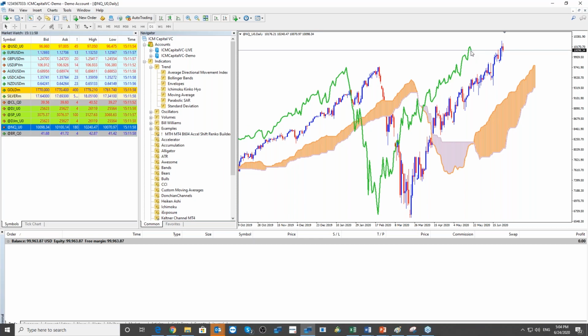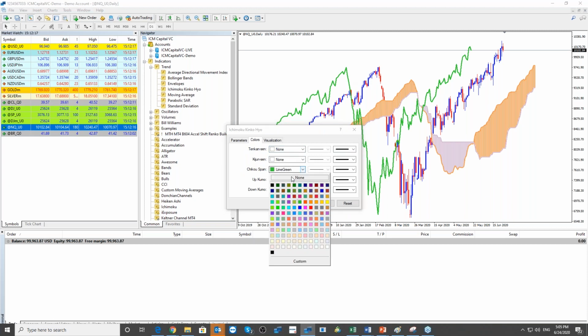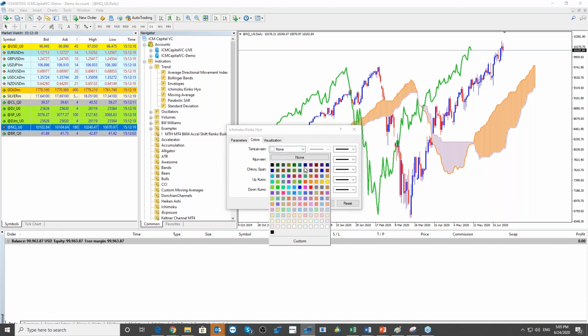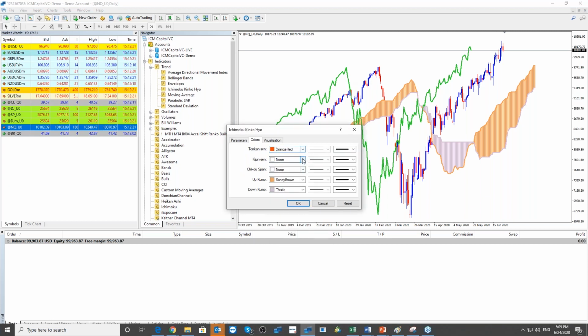When the green line crosses below the current price, so it's below the chart, it might signal that the trend is moving down. So this is for the lagging span. If I want to remove the lagging span and just use these two, I'm going to use red for the Tenkan and blue for the Kijun-sen.